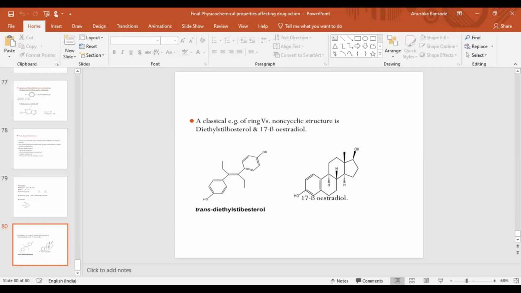So this was the first lecture as an introduction to medicinal chemistry, how medicinal chemistry is interlinked with all other branches, and how physical and chemical properties affect the biological action of the drug. This completes the end of the chapter. We will see the next chapter, diuretics, in the next lecture.